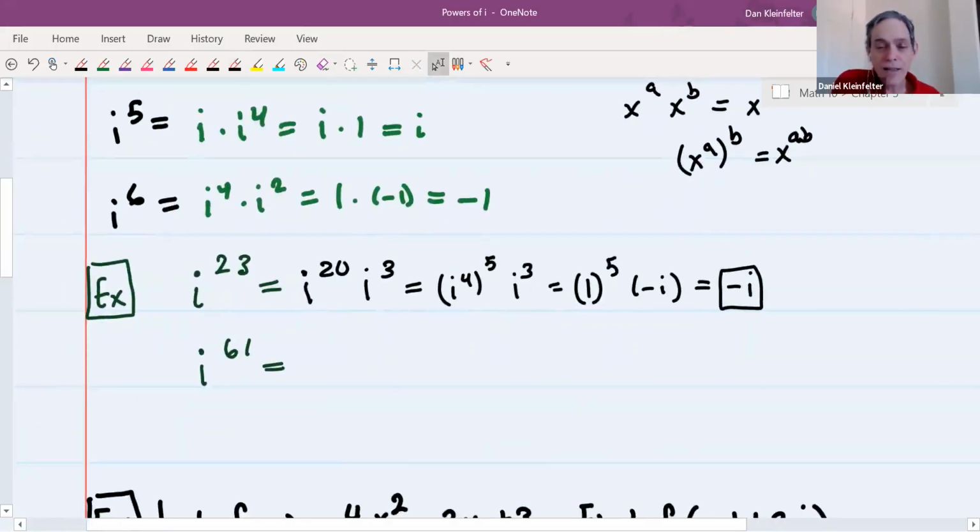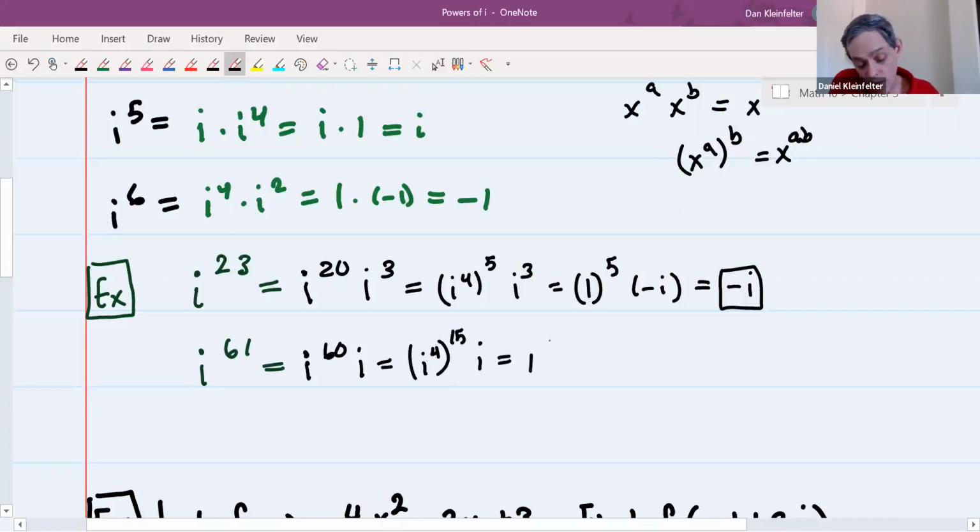Okay, let's try that again. i raised to the 61st power. The multiple of 4 that is less than 61 would be 60. So I'm going to write that as i raised to the 60th power times i. And then i to the 60th power will be i to the 4th power raised to the 15th power, times an i. The i to the 4th power is a 1. We have 1 to the 15th power times i, and that will just be i.